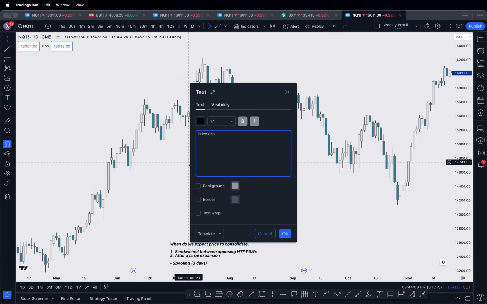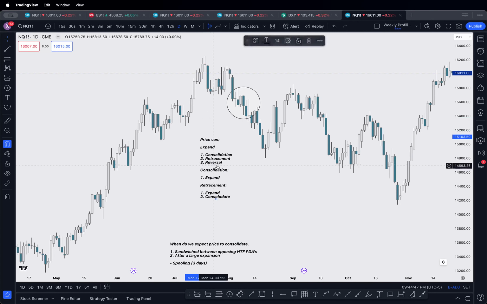What can price expand into? Consolidation, retracement, or reversal. Nice. Price, if it's consolidating, can only do what? Expand. And price, if it's retracing, can do what? Expand or consolidate. Nice. So if we consider just market cycles, this is not to do with time, is it? Isn't this to do with price?